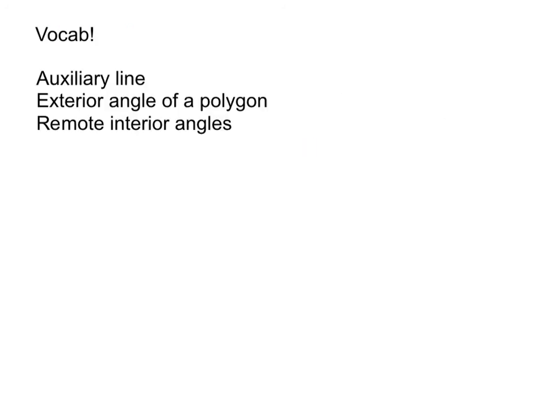So the vocab that we learned in this section are auxiliary line, exterior angle of a polygon, and remote interior angles.